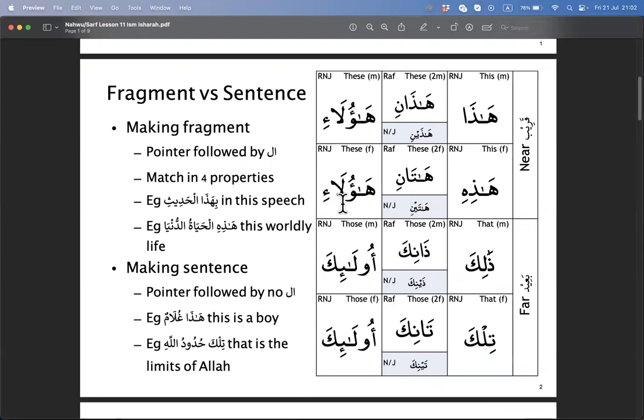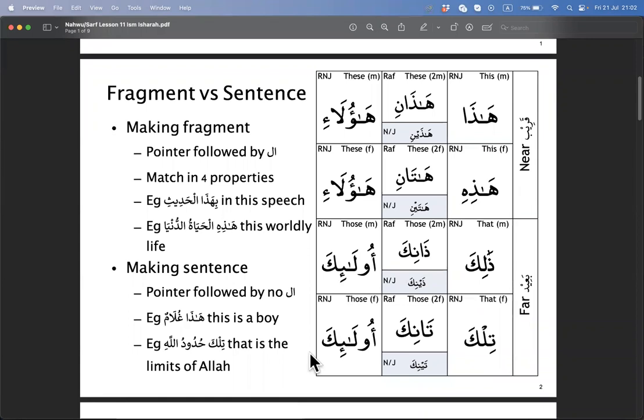And then for the far one, the masculine is dhalika, the feminine is tilka. Then the dual is dhanika, the feminine is tanika, with a ta, not a dha. And then the plural for both masculine and feminine is ulaika. Those.